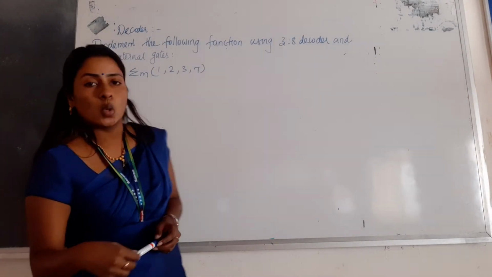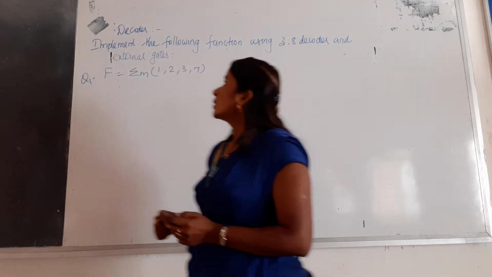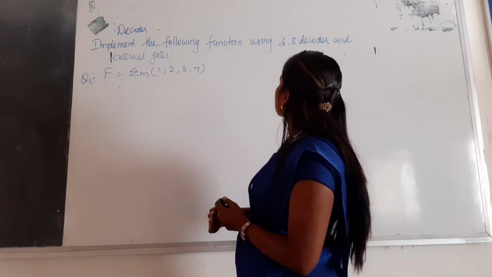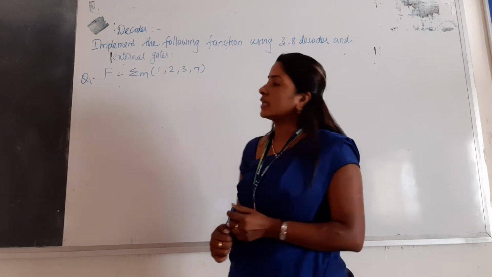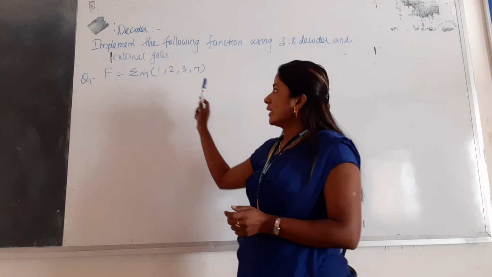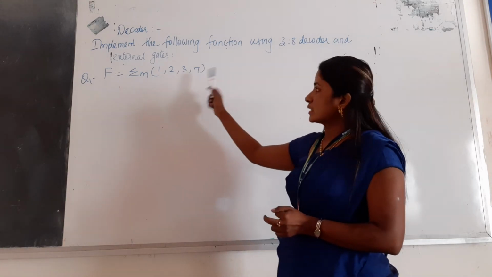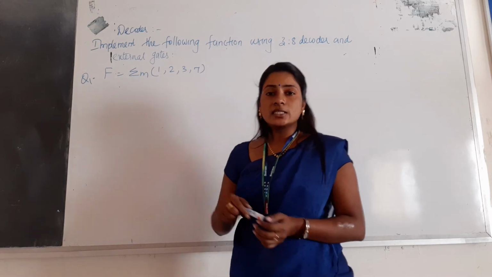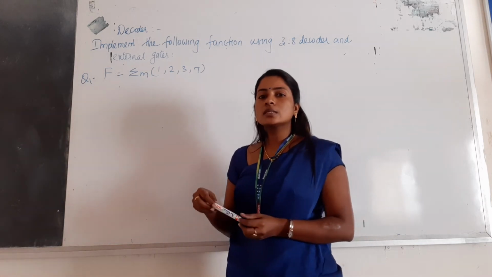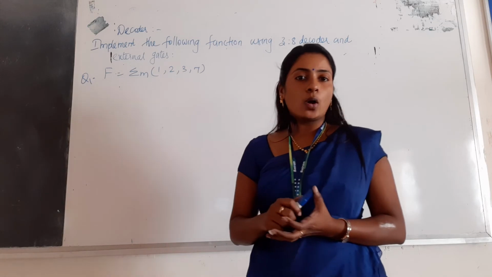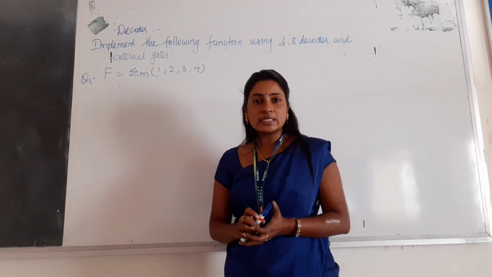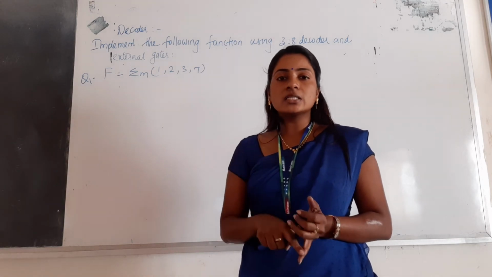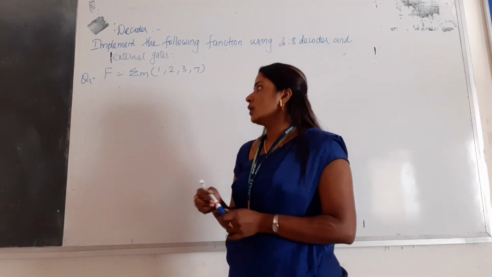So now we are going to solve problems using decoder. Implement the following function using 3:8 decoder and external gate. Okay. So Boolean expression is given. You have to implement this using 3:8 decoder. 3:8 decoder means 3 selection lines and 8 output lines, and also we can use an external gate. So 2 things are allowed here: 3:8 decoder and external gate.